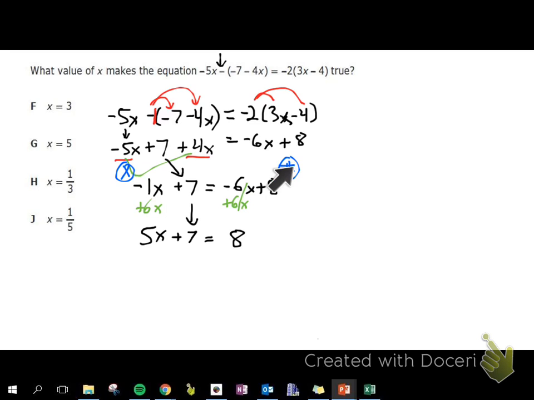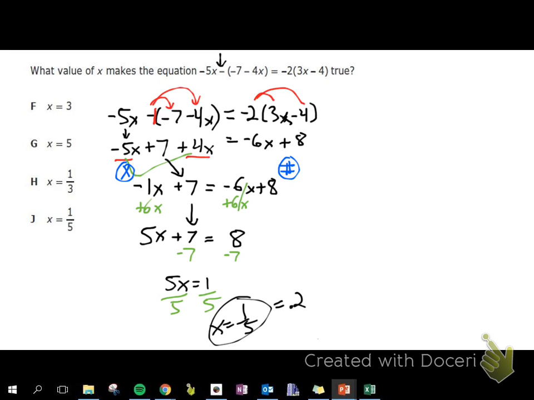And then I already said I want only constants over here. I have a constant on the left side of my equation, so I'm going to use my inverse operations to get it to the other side of the equation. 5x equals 1. And then my last step is division. I'm going to divide by 5 on each side and get that x is 1/5. Okay? Now, 1/5 is the same thing as 0.2.